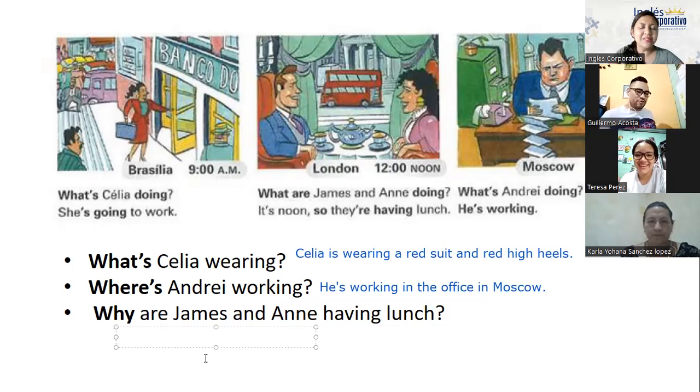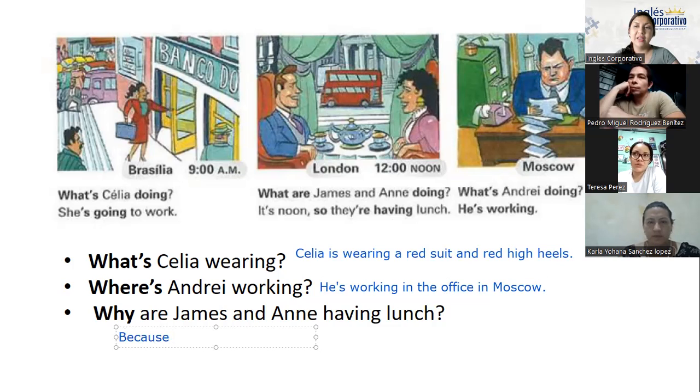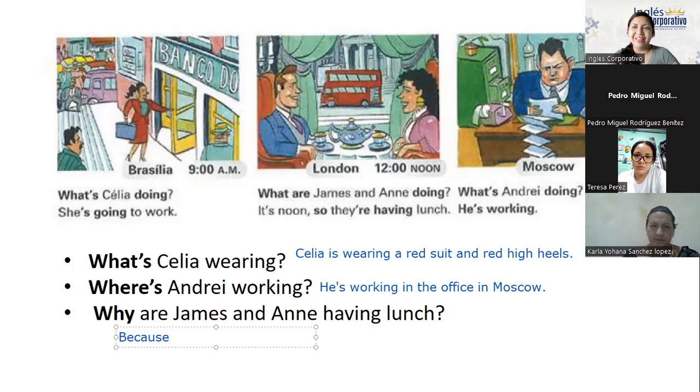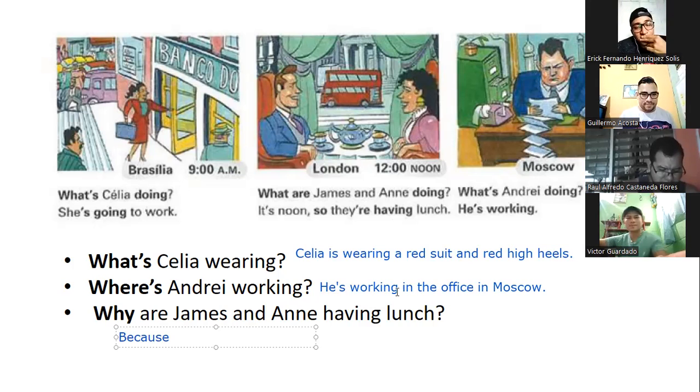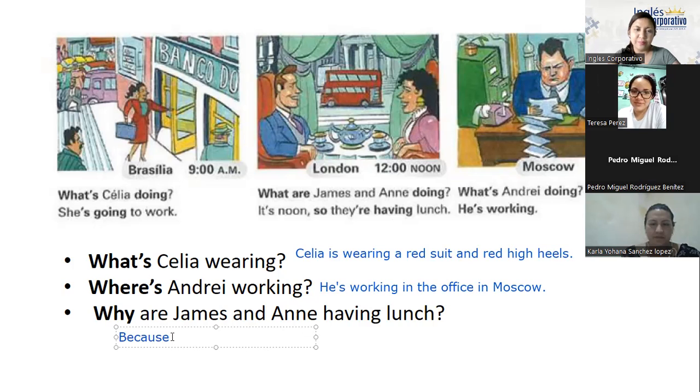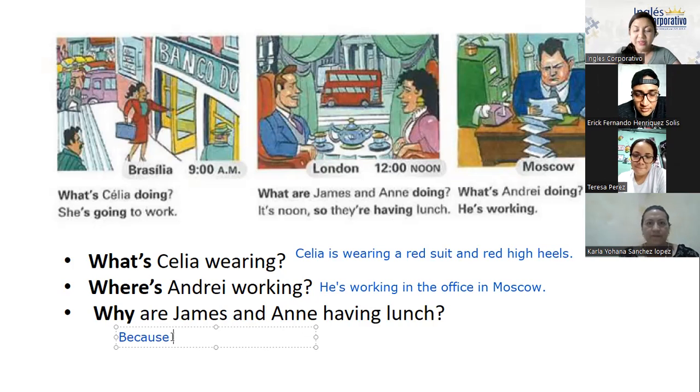Okay, why are James and Anne having lunch? Why? London. But the question is why? The children want to learn English too. Okay, so why are James and Anne having lunch? Why? ¿Por qué? En pregunta es why. Because Maria. Y la respuesta es porque, because. Because it's noon and they are.